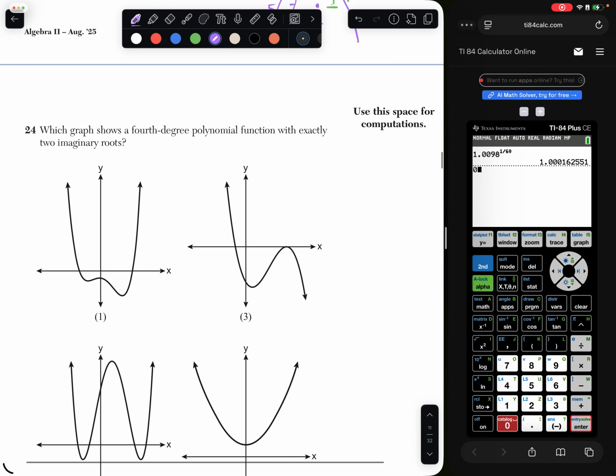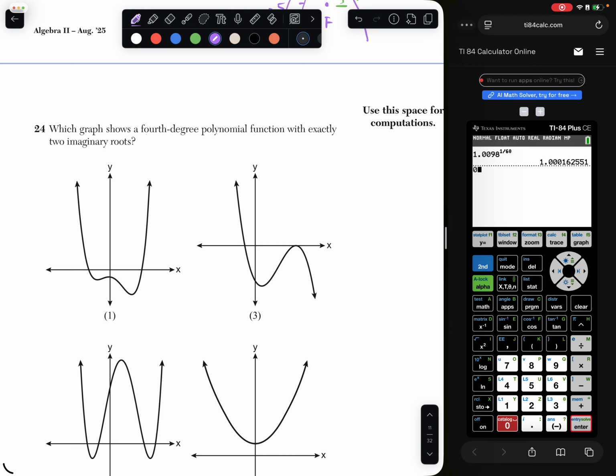Okay. Which graph shows a fourth degree polynomial with exactly 2 imaginary roots? According to the fundamental theorem of algebra, the number of roots, whether real or imaginary, corresponds to the degree of the polynomial. So fourth degree means I'm going to have 4 roots, and now I have to classify them. I have 2 imaginary roots, and imaginary roots always come in pairs. It can't be an odd number. It has to be 2. Then if I have 2 imaginary roots, I'm going to have 2 real roots. So here is what I'm looking for: 2 real roots.